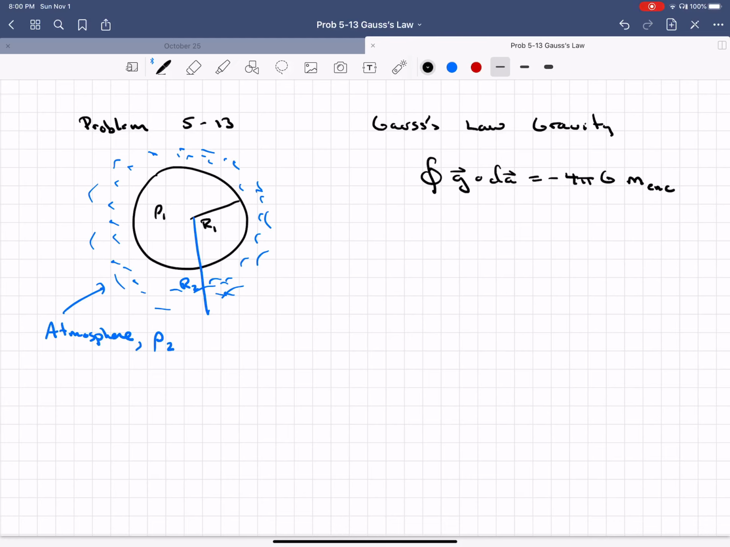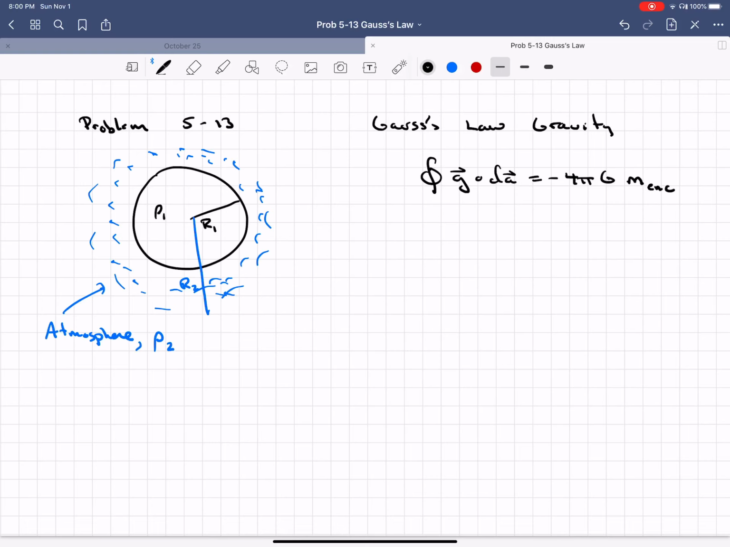So we're going to work on problem 13 in chapter 5 of the Marion and Thornton textbook. This is a problem where you're supposed to find the force on a particle that's inside a dust cloud, and we're assuming we have a planet here of constant density in the interior of the planet itself that's surrounded by a dust cloud that also has a constant density.